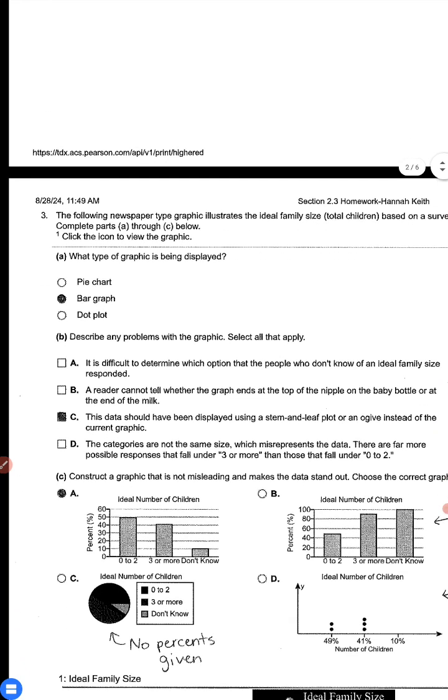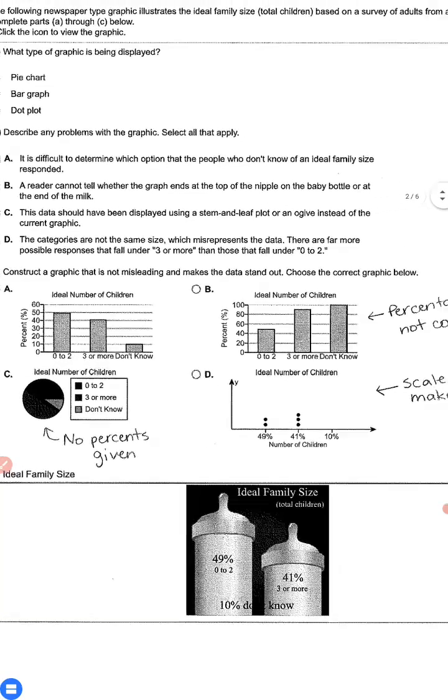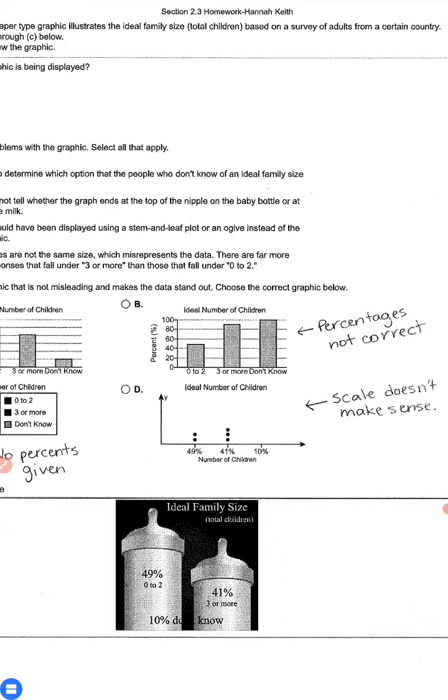Okay? So when I look at question number 3, okay, they give me some different types of graphs, and we want to choose the one that is not misleading. Okay? So the first thing I want you to notice, okay, when I look at this bar graph here on option B, it's not proportional, right? Or excuse me, the percentages are not correct. So when I look at this first bar, it goes up to, it looks like roughly 50%. The second bar goes up to 90%, and the last bar goes up to 100%.